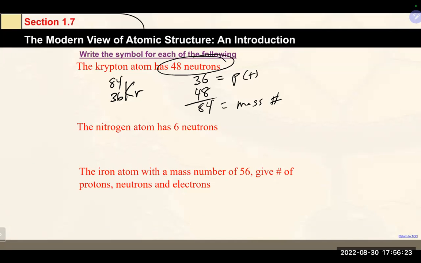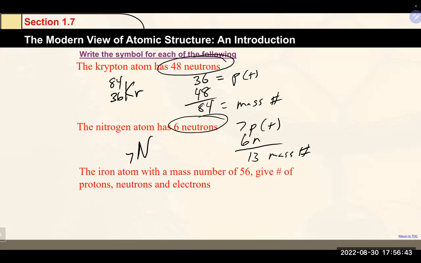Going to nitrogen, which is N. Once again, we go to the periodic table, look at N, and we see 7 for our atomic number, which once again gives us 7 protons. We can use the 6 neutrons that they told us about to get us to our mass number, which should be 13 in this case. And that will give us our 13.